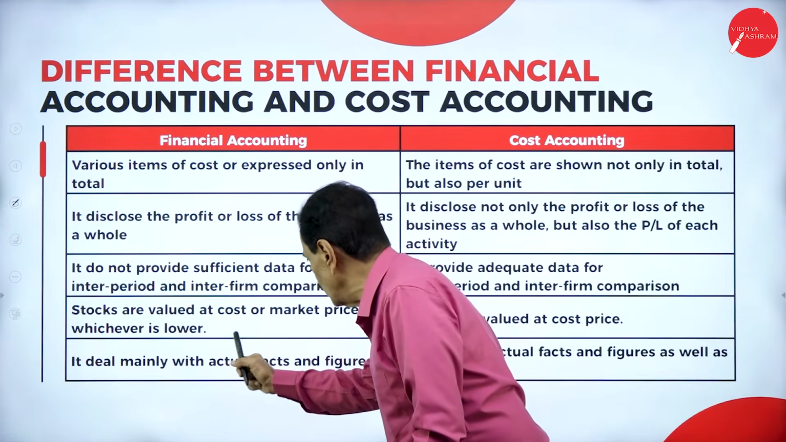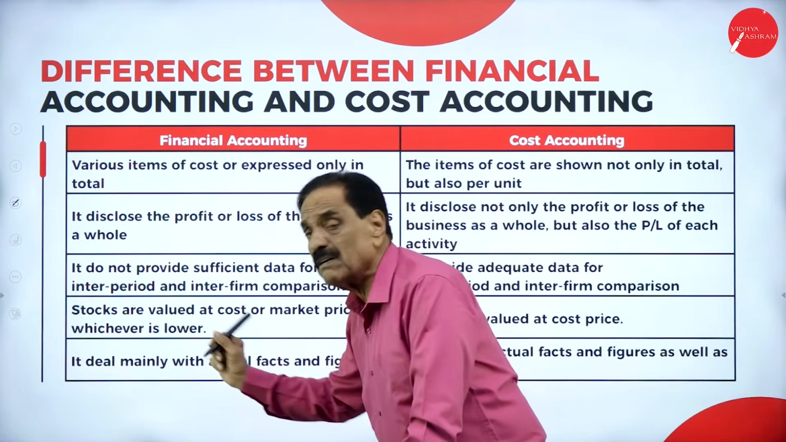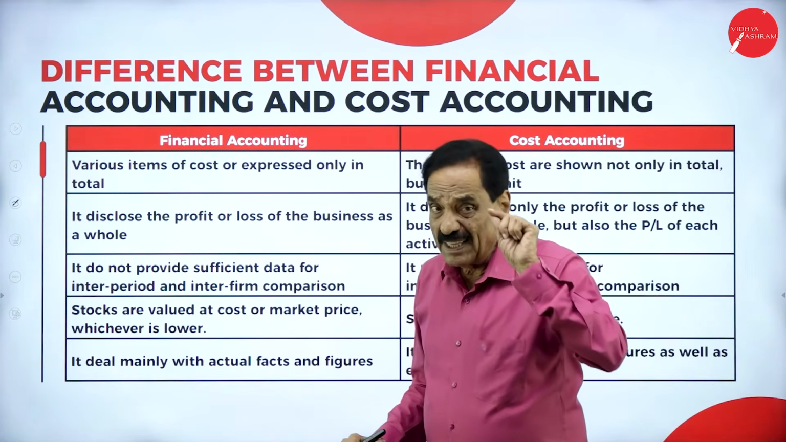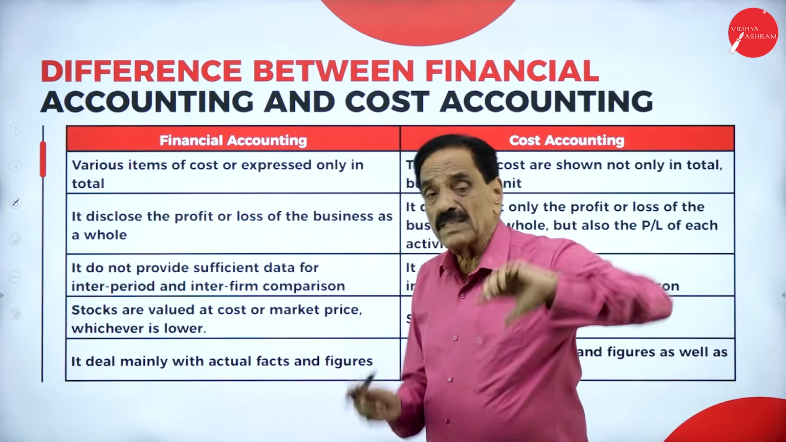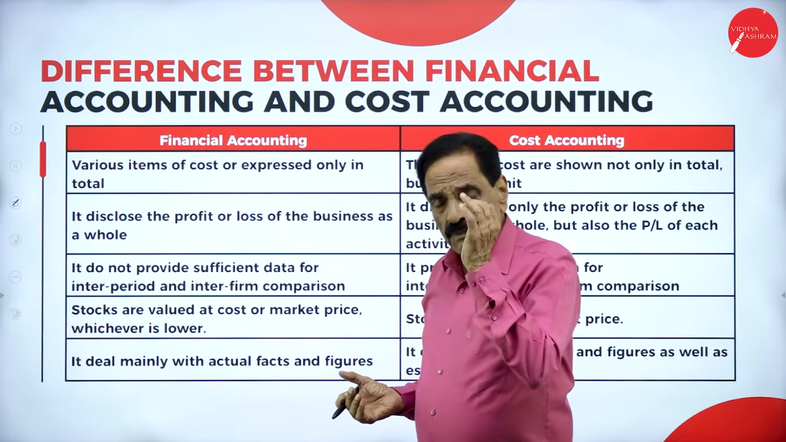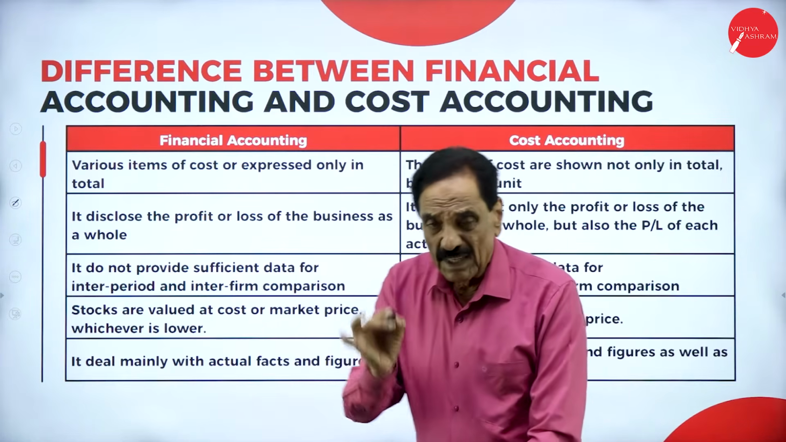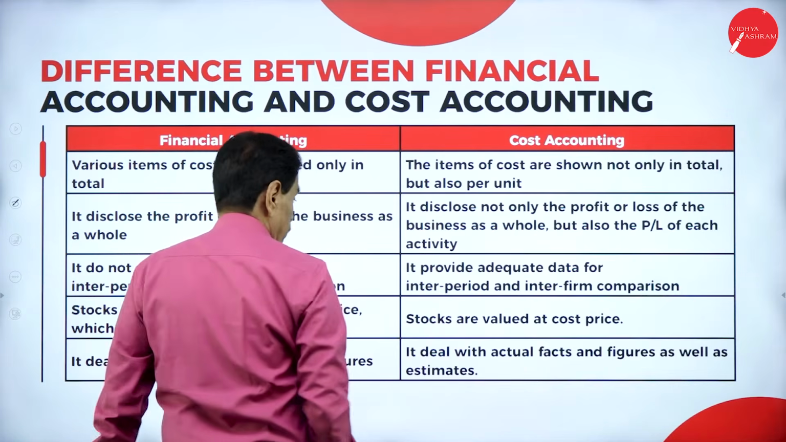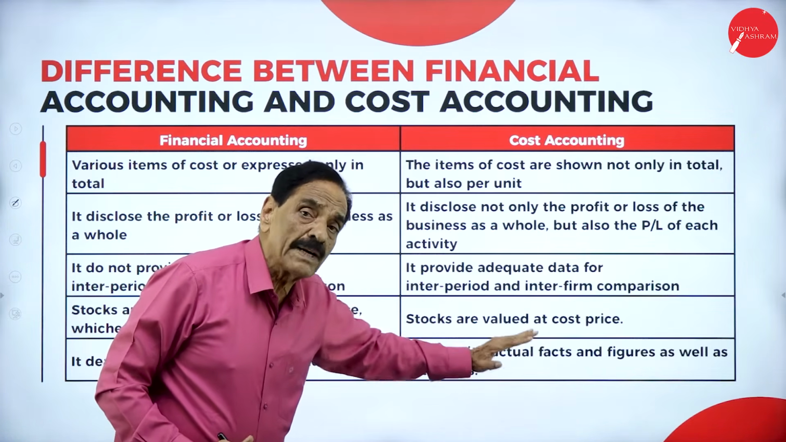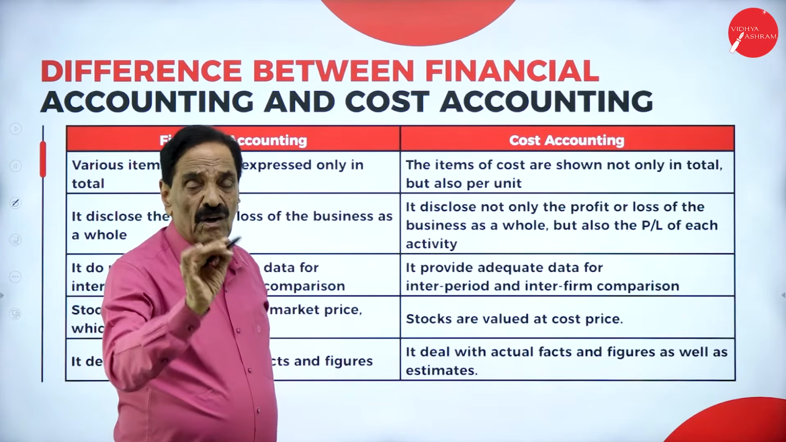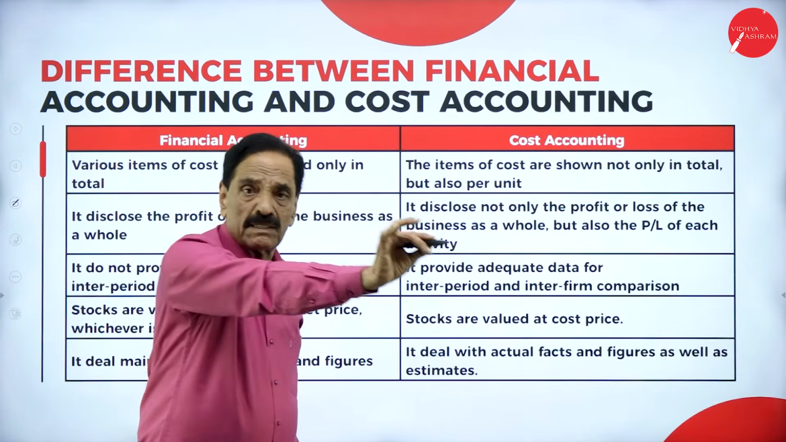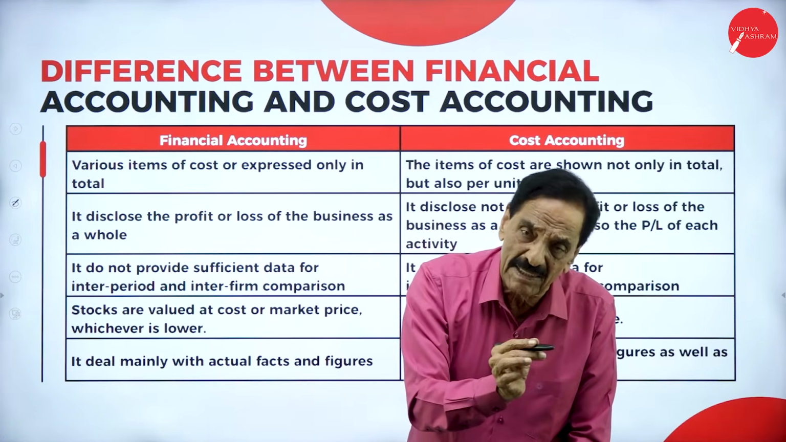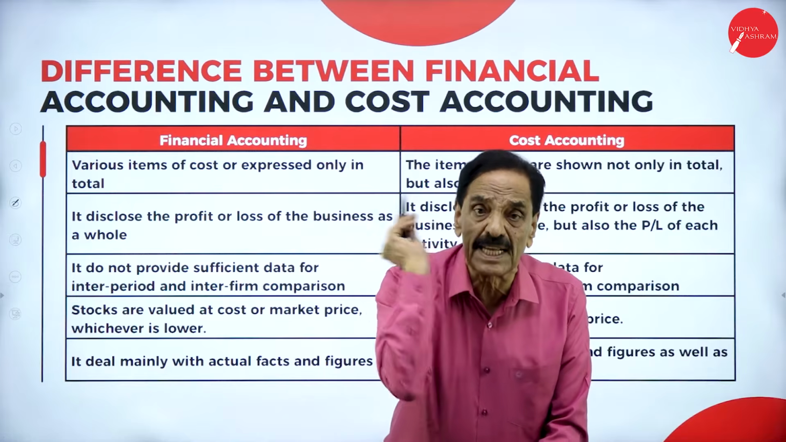Stocks are valued at cost or market price, whichever is lower. In financial accounting, the closing stock will be valued either at the cost price or the market price, whichever is less or lower. Whereas in costing, stocks are valued only at the cost price, not at the market price.